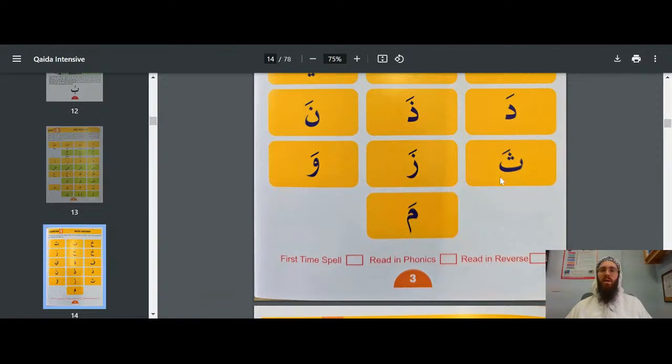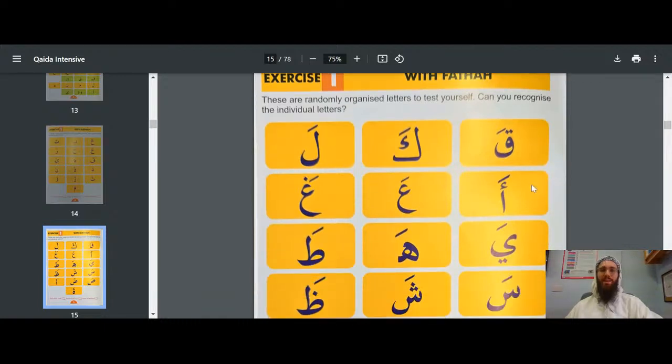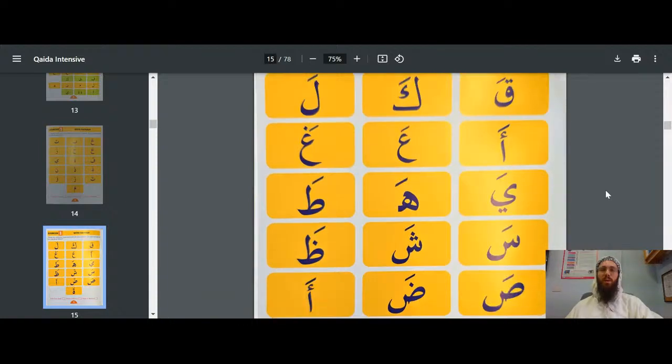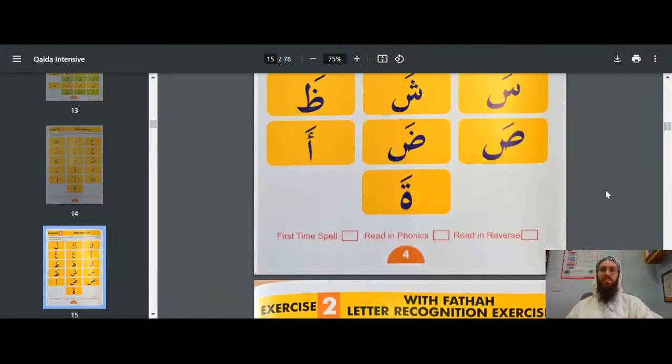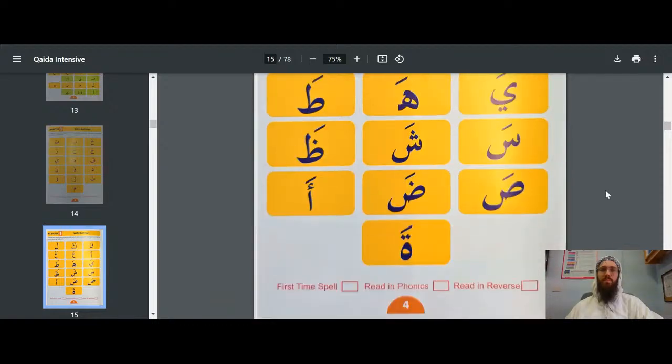right? Tha, za, wa, ma, right? The meme is the name of the letter. Ma is going to be the meme with a fatha, ma. And if it's a kasra, mi. And if it's a dhamma, mu. Very simple. Just takes practice. Qa, ka, la, right? I'll let you look at this, pause it if you'd like. And then you can practice them.